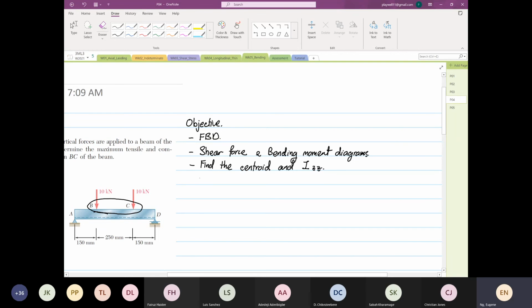Then we're going to look at stresses at specific locations, and then we are going to sketch the stress distribution. The stress distribution is also known as the stress field. They are the same thing.